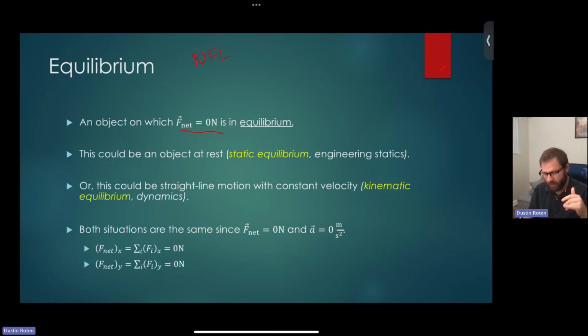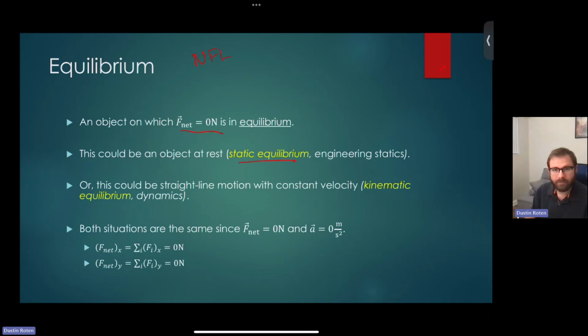So this could happen to an object when the object is at rest. So maybe friction is keeping it from moving, or it's just got gravity down, the normal force up, and those are canceling out in the y direction. So when an object is at rest and it's staying at rest, we call that static equilibrium. And for those of you that are wanting to go into civil engineering, this would be engineering statics. Basically, that's the study of when all the forces equal zero. So like you want all the forces on your bridge that you designed to equal zero.